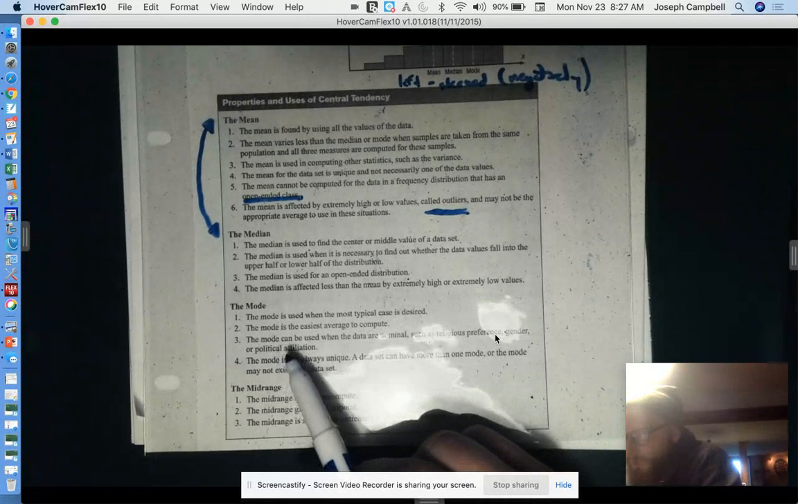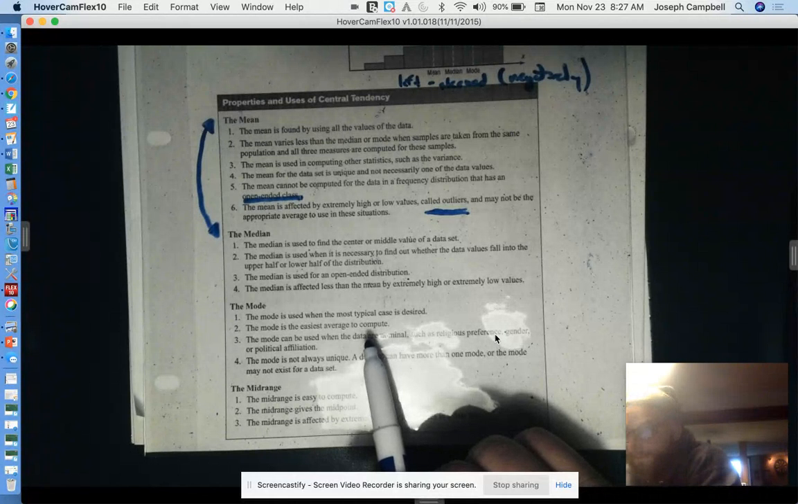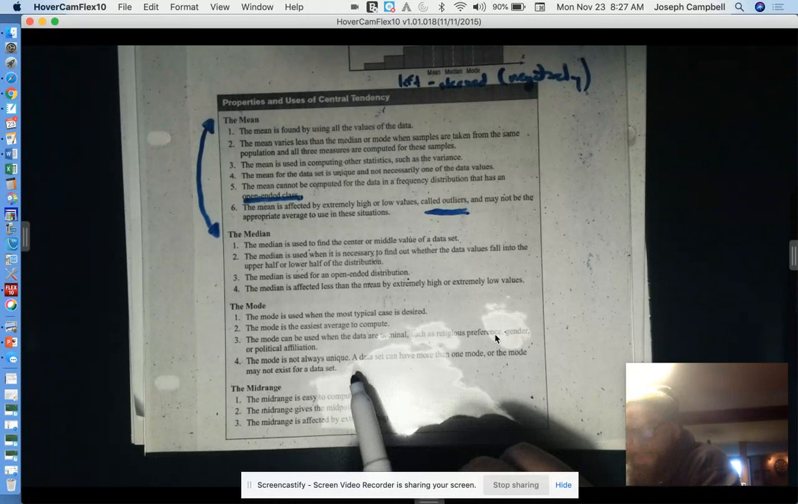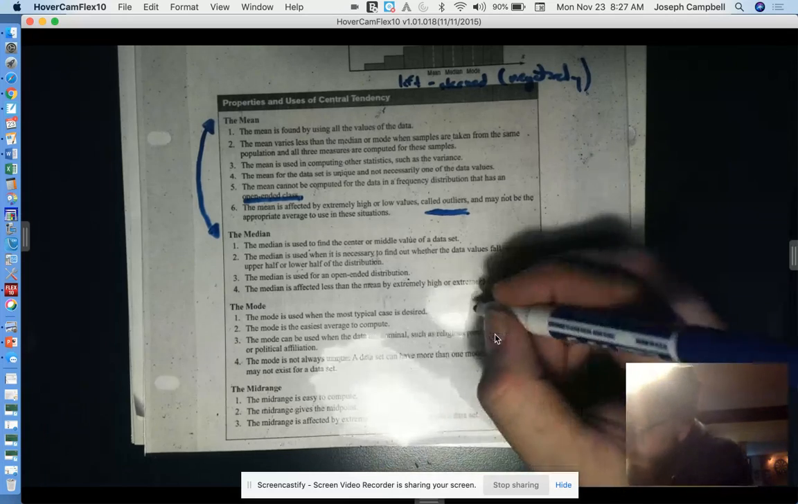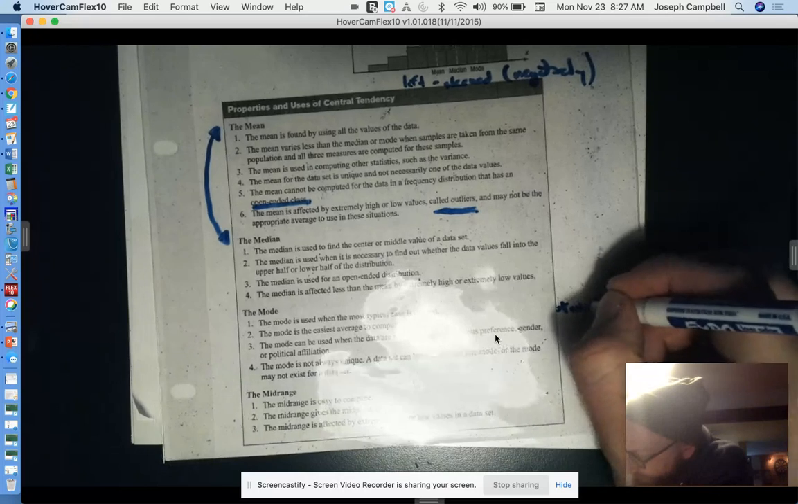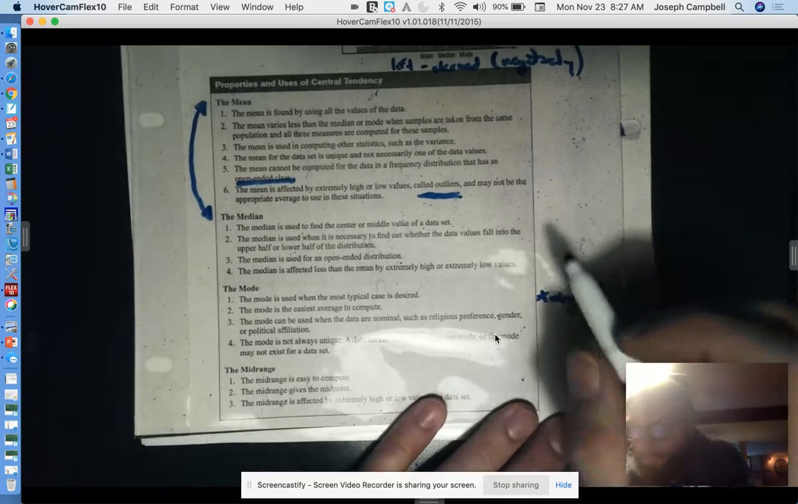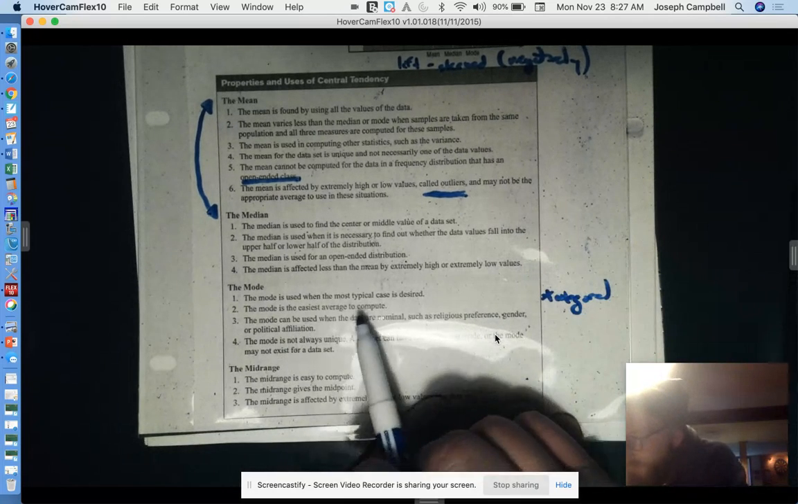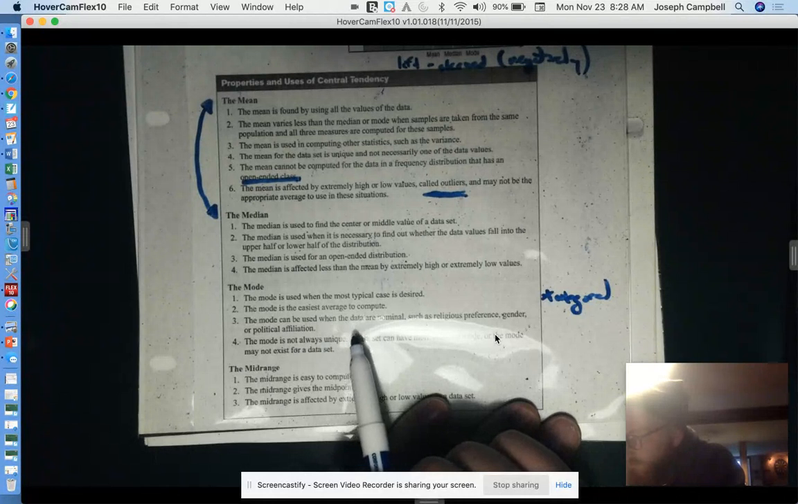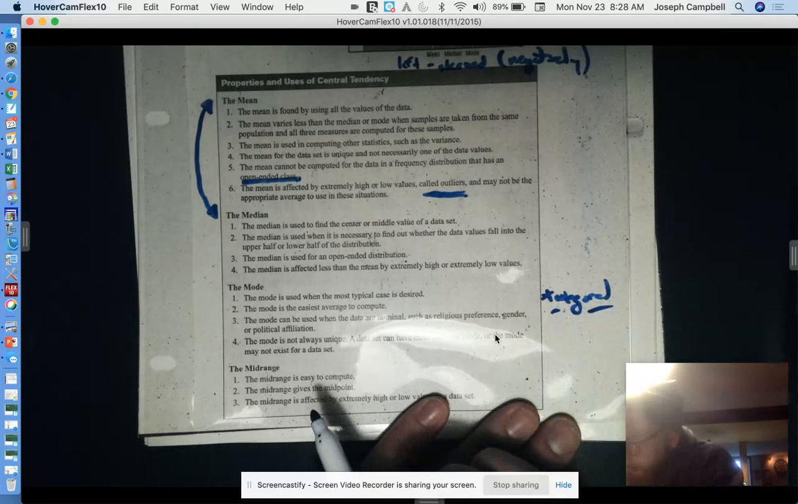Okay, so the mode is used when the most typical case is desired. This could be used usually if it's categorical. The mode's the easiest average to compute for sure. The mode can be used when the data is nominal, right? That's what I just talked about, nominal or categorical data. The mode's not always unique. A data set can have more than one mode. The mode may not exist for a data set.